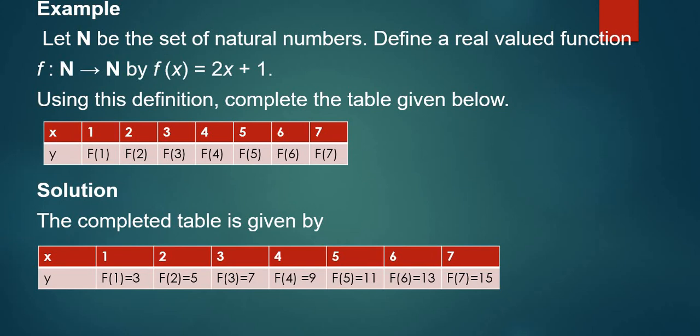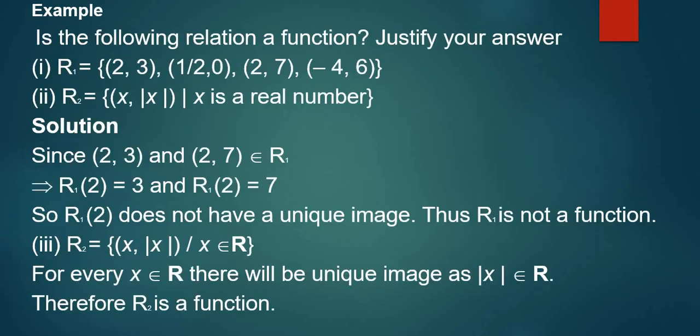Put x is equal to 1, we can find f of 1. Y is equal to f of 1. In the place of x, f of 1 is 2 into 1 plus 1. 2 into 1 is 2 plus 1 is 3. That is f of 2 is 2 into 2 plus 1. Then f of x equal to 2x plus 1. When x is equal to 2, we get f of 2 equal to 2 into 2 plus 1, 4 plus 1 is 5. F of 4, 2 into 4, 8 plus 1, it is 9. X is equal to 5, 10 plus 1, 11. X is equal to 6, 2 into 6, 12 plus 1, 13. And f of 7 is 14 plus 1, 15. Clear.